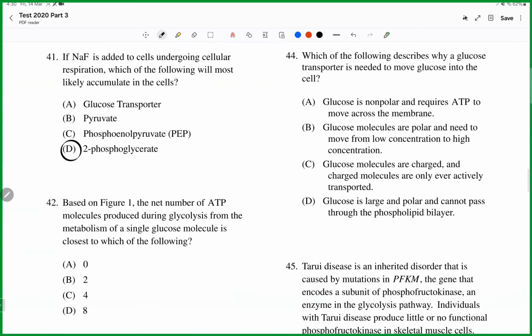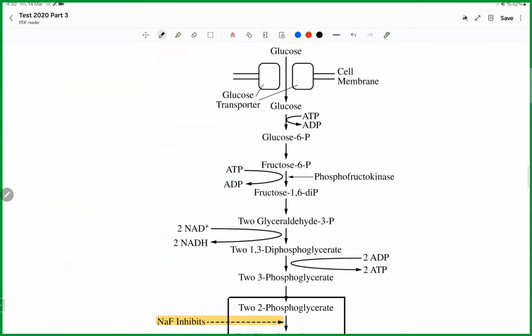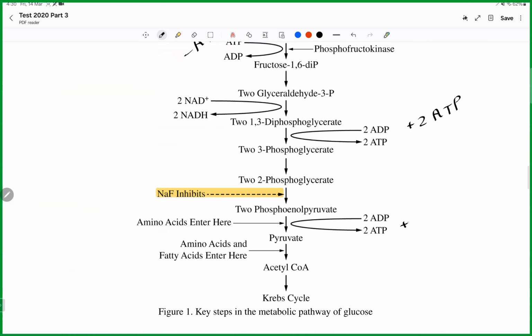Based on figure 1, the net number of ATP molecules produced during glycolysis from the metabolism of a single glucose molecule. Net number. It's actually 2. But let's check. Here you lose 1 ATP. Here you lose 1 ATP. Here you gain 2 ATPs. And here you gain 2 ATPs. You lose 2, you gain 4. Net is a gain of 2.